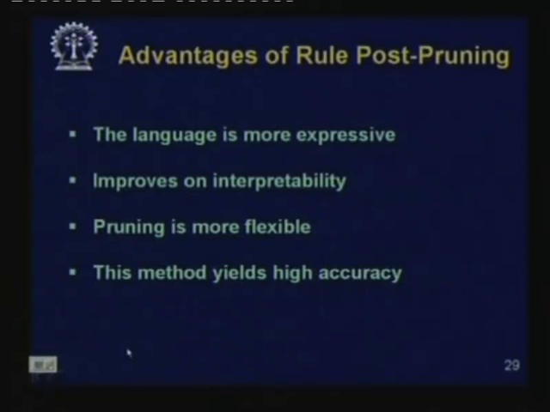So, what are the advantages of rule post pruning? The language we get is more expressive than a decision tree. When we get an arbitrary set of rules, they cannot always be efficiently expressed using a decision tree. A decision tree can express a disjunction of rules, but not very efficiently. So, when we get the set of rules, we cannot reconstruct the decision tree back from the rules.